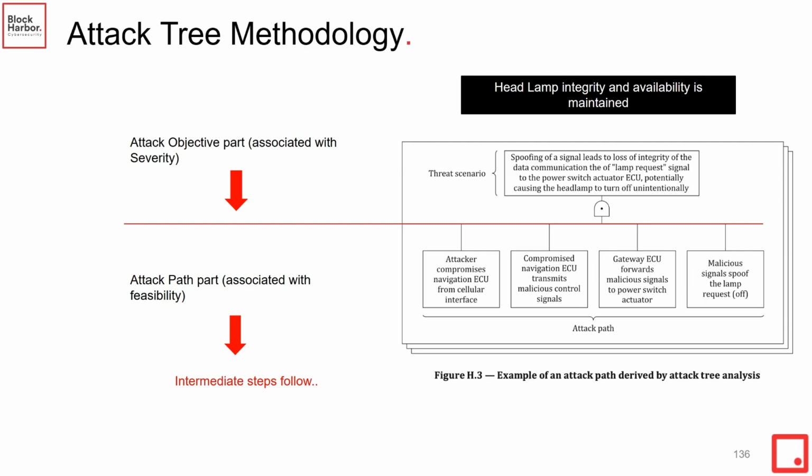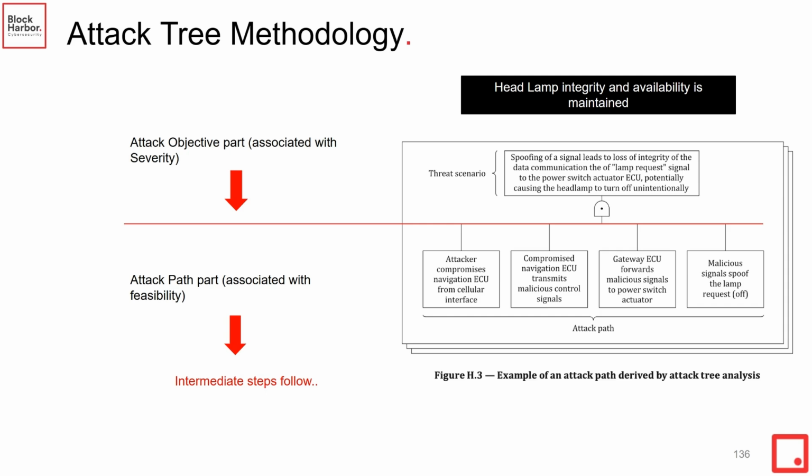Now let's break down the structure of the attack tree using the example provided. The attack objective at the top of the tree is associated with the severity of the potential impact. In this case, the objective is to compromise the integrity and availability of the headlamp system. Below that, we have the attack path, which is associated with the feasibility of different methods attackers might use.